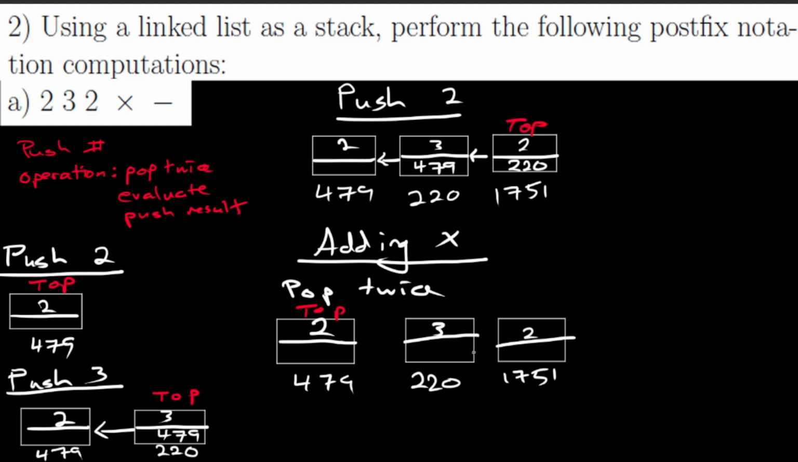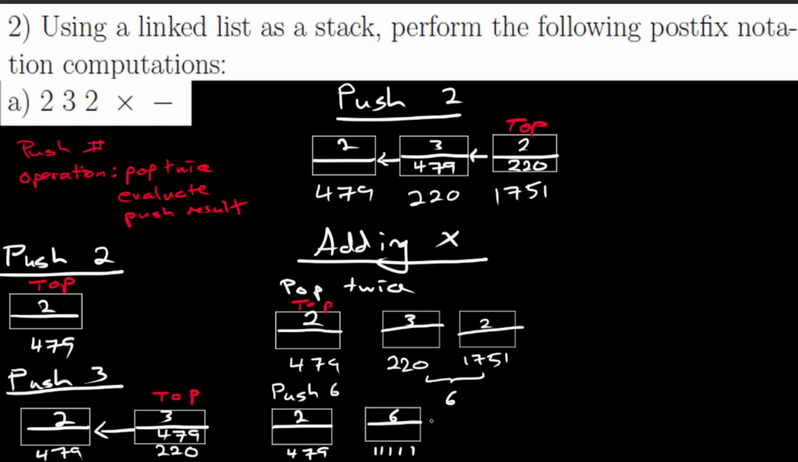And then we're going to perform multiplication on the 3 and the 2. So the 3 times the 2 gives us 6. And then as a result, we're going to want to push this 6 into our stack. So first of all, 6 is in some spot in memory, and then we just add a pointer from 6 to 479. That links it into our stack, and now this is the only thing in the stack with no arrow pointing into it, so this is our new top.